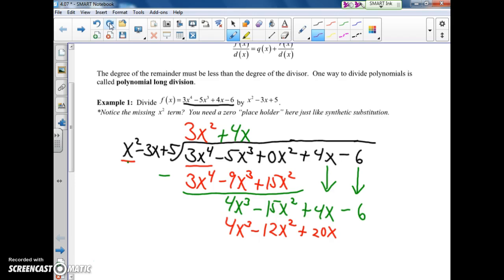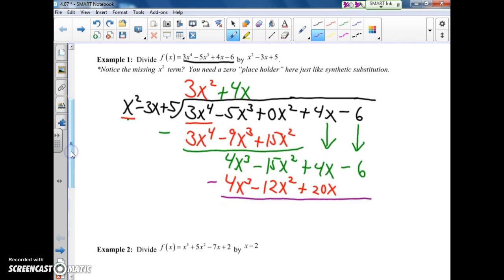Okay, now what's the next thing I'm going to do? Subtracting it. So let's go through and subtract all these. How much is 4x cubed minus 4x cubed? 0. How much is negative 15x squared minus negative 12x squared? Negative 3x squared. Okay, how much is 4x minus 20x? Negative 16x.